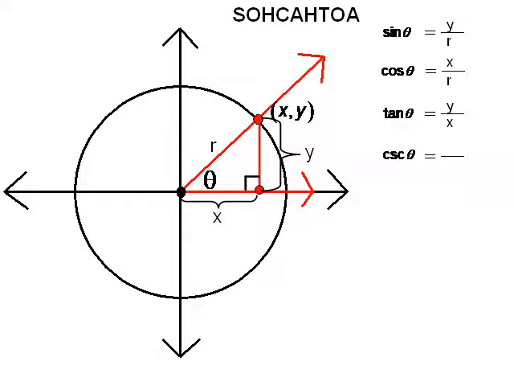Cosecant is the reciprocal of sine, so we have r over y. Secant is the reciprocal of cosine, so we have r over x. Cotangent is the reciprocal of tangent, so we have x over y for that.